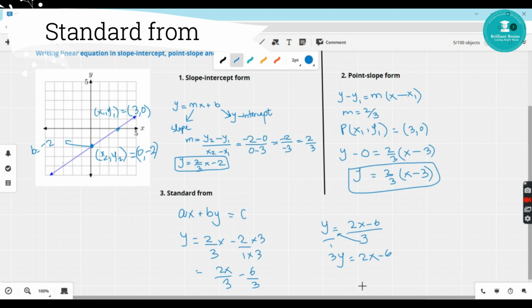Okay, now what I'm going to do, I'm going to shift 3y to the right hand side and minus 6 to the left hand side. Okay, this would give you 6 equals, we are shifting negative 6 to the other side, we have to change its sign, 2x, 3y is positive on the left hand side. After shifting, it would become minus 3y. Okay, now we can write 2x minus 3y equals 6. Okay, you can see there we got the answer in standard form too.